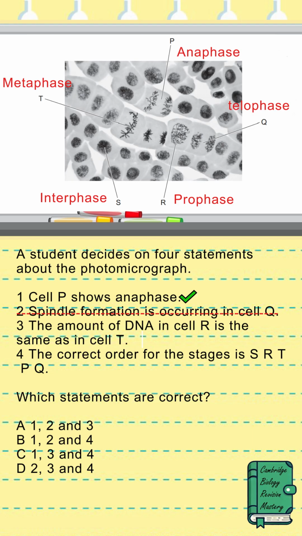4. The correct order for the stages is S, R, T, P, Q. Now we've labelled these interphase, prophase, metaphase, anaphase, telophase in that order. That means that 4 is correct. That means 1, 3 and 4 are correct answers, and C is the only plausible statement.